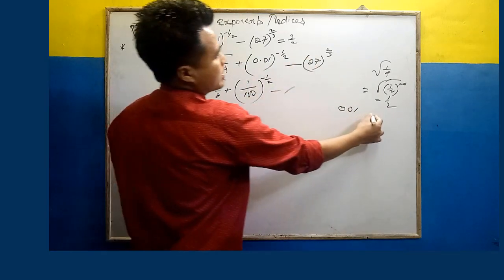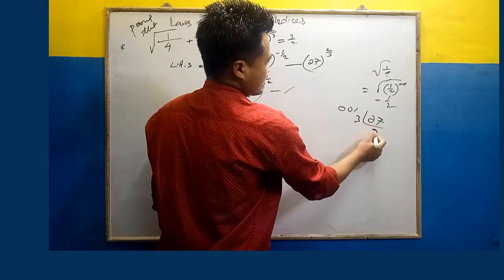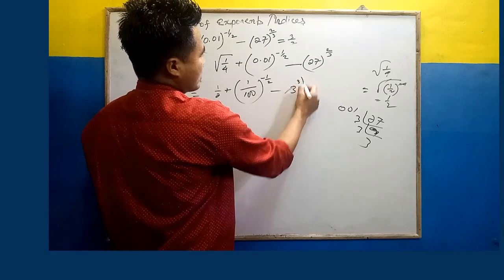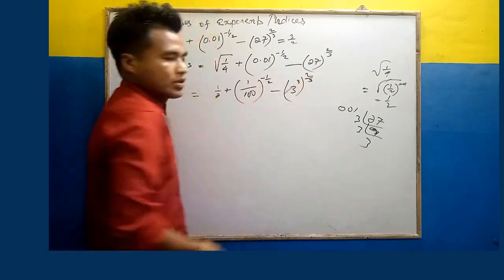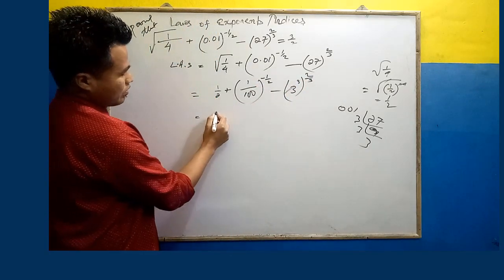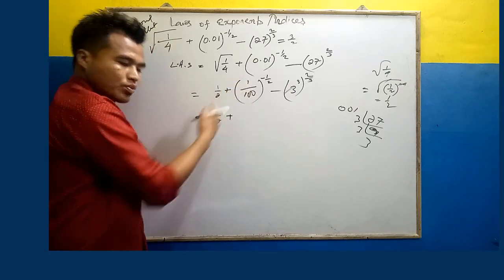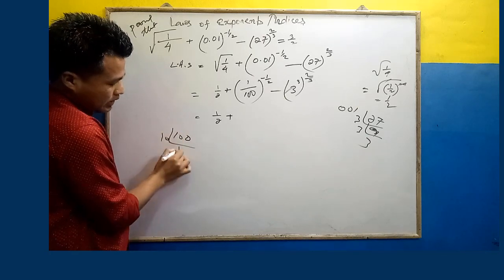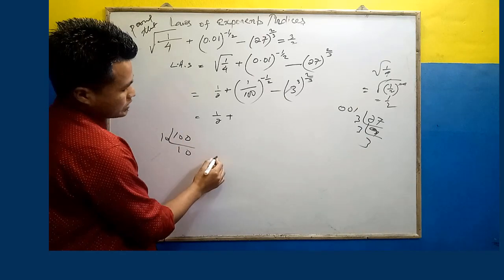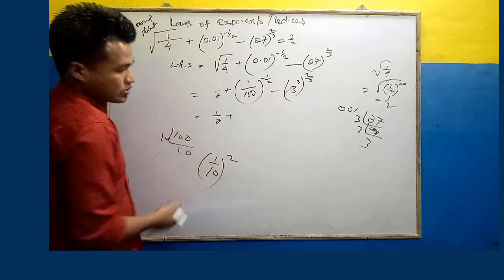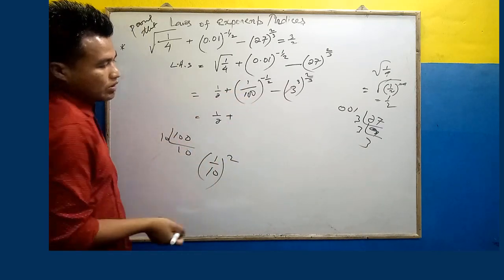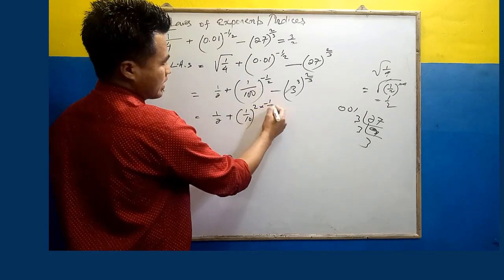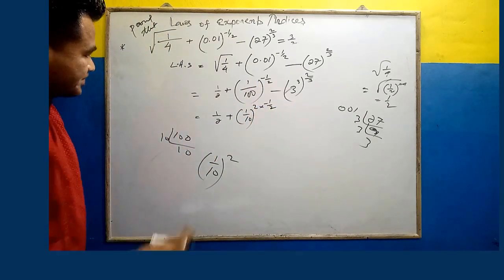27 can be written as what? 3 9s are 27, 3 3s are 9. So this can be written as (3 cube) to the power 2 by 3. I hope you understand. So which is equal to 1 by 2 plus 1 by 100. 100 can be written as 10 10s are 100, 10 square. So 1 by 100 can be written as (1 by 10) whole square. Since this is minus, it is minus 1 by 2. I hope you understand.